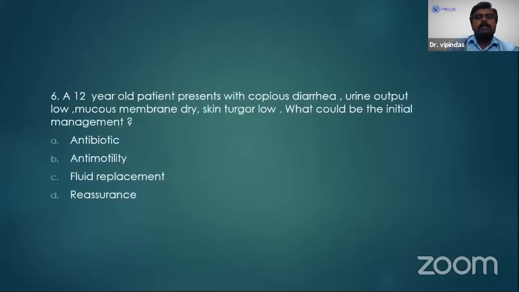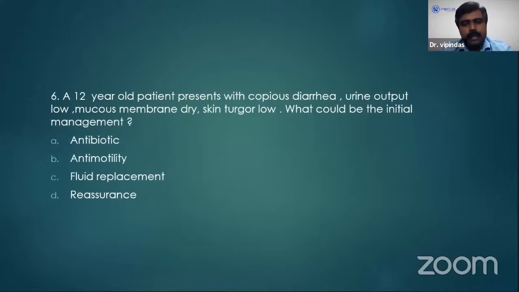Okay, so we usually discuss 5 questions in this short webinar, but I came across some good questions, so I will discuss 1, 2, 3 questions also. A 12-year-old patient presents with copious diarrhea, urine output low, mucous membrane dry, skin turgor low. What could be the initial management? See, these are clinical scenario questions. A lot of questions came in the last NEET, so I have put 1 or 2 questions like that also.